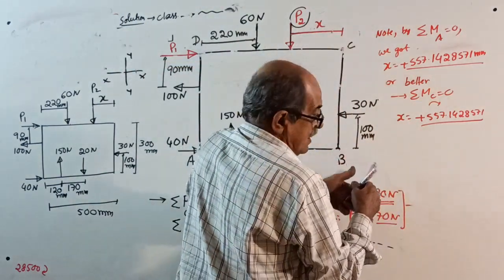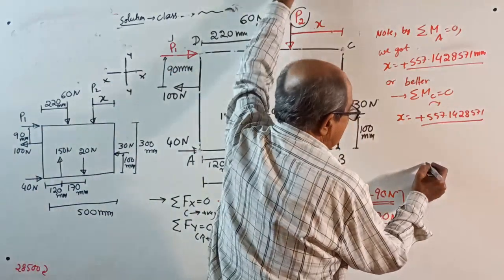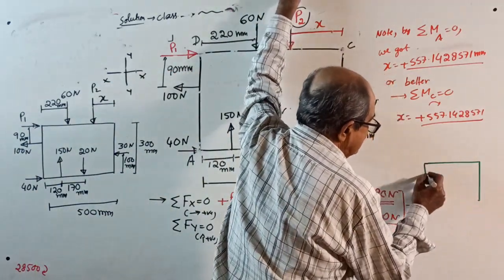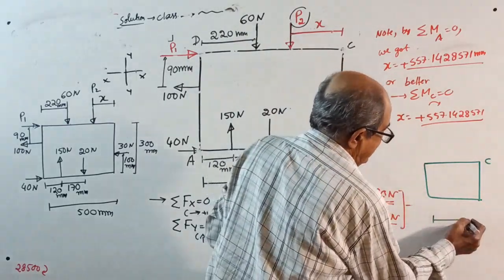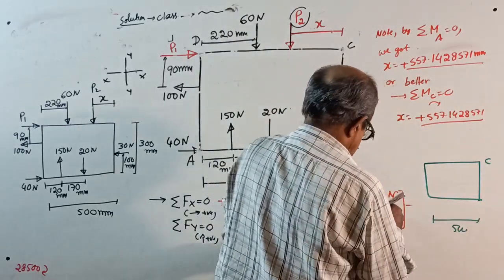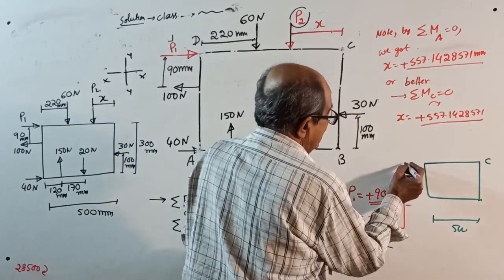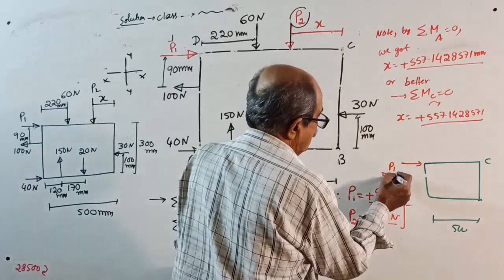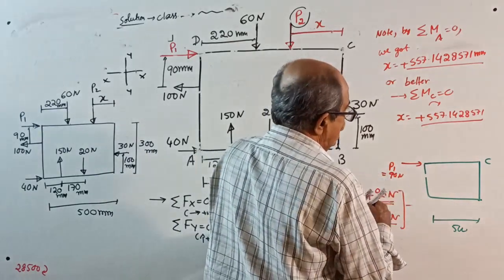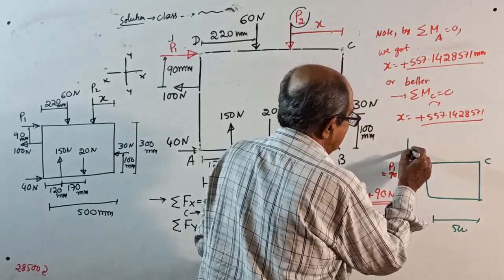Therefore, where should that P2 be? You can make a note here. Actually, that P2 should be beyond A. See here, if this is C, this is 500. Your P1 is correct, your P1 will be there only. P1 equal to 90 Newton there only. Your P2 should be somewhere here.